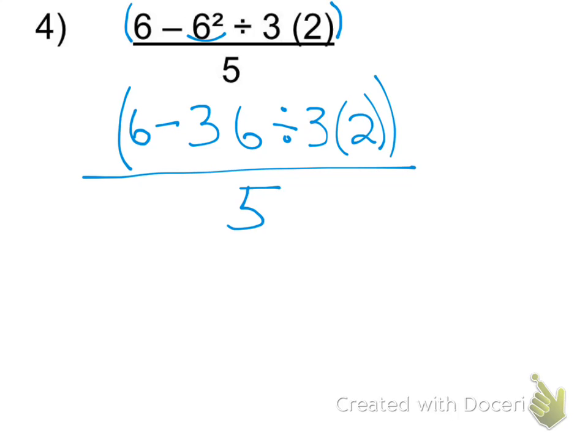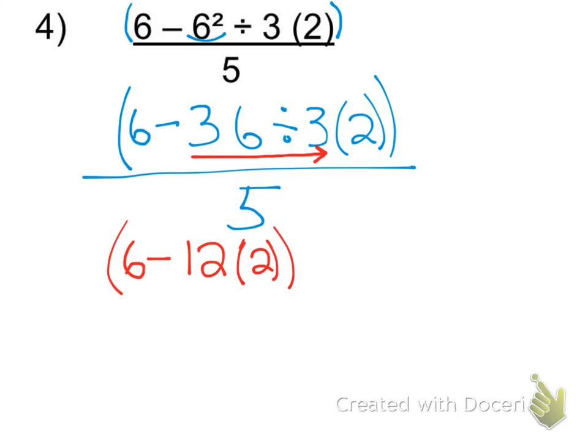Now, I have some division and I have some multiplication on the top. How do I know which one to go with? Division, because we're working from left to right. So what is 36 divided by 3? 12, good. So then we still have the multiplied by 2 in the back. And then we still have the divided by 5. Now we can do the multiplication. So what is 12 times 2?